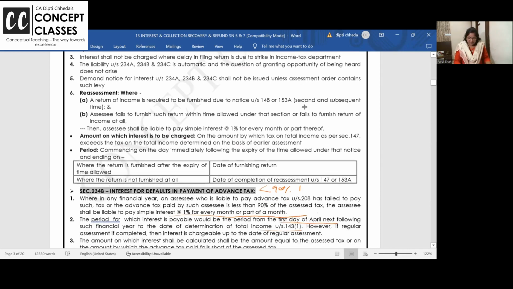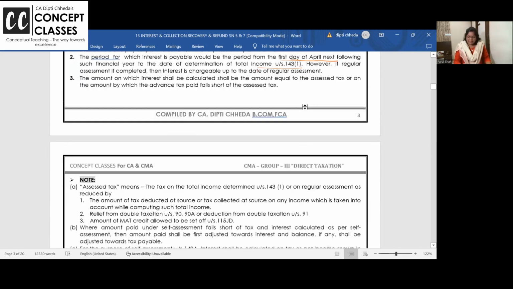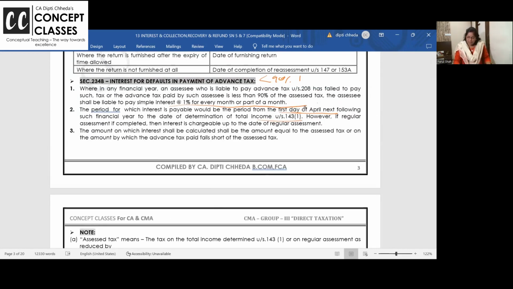One second, please. Yeah. Then in that case, from 1st April, will interest be charged till the date of determination of income under 143(1) by the AO, or is interest chargeable up to regular assessment? In short, till the due date. I want all of you to write: from 1st April till the due date, 31st July, which interest will be charged?